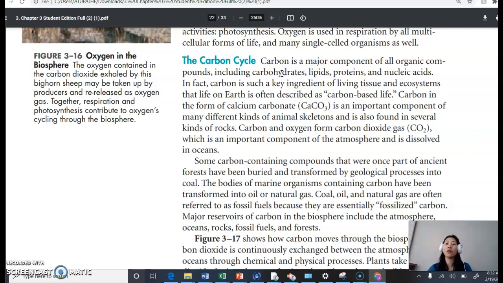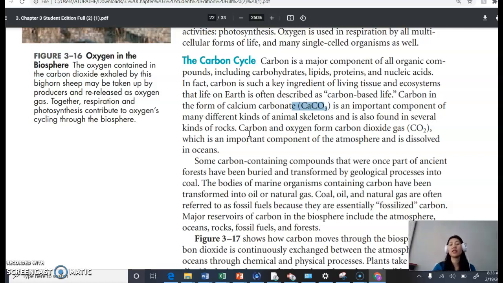Carbon is a major component of all organic compounds, yes. From the food we eat, carbohydrates, lipids, proteins, and nucleic acids contain carbon. In fact, carbon is really the key ingredient of living tissue, and life on Earth is often described as carbon-based life. Okay? Carbon in the form of calcium carbonate, that is CaCO3, is an important component of many different kinds of animal skeletons and is also found in several kinds of rocks. Carbon and oxygen form carbon dioxide, that is CO2, which is a very important component of the atmosphere, right?